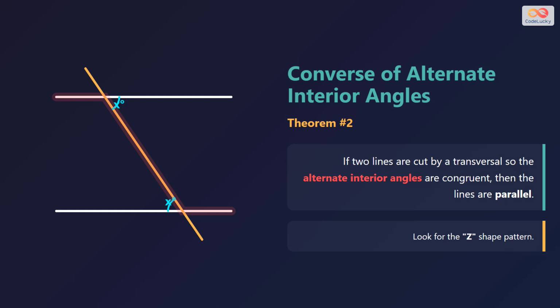Next is the converse of the alternate interior angles theorem. If the alternate interior angles are congruent, then the lines are parallel. These angles form a Z shape between the parallel lines.